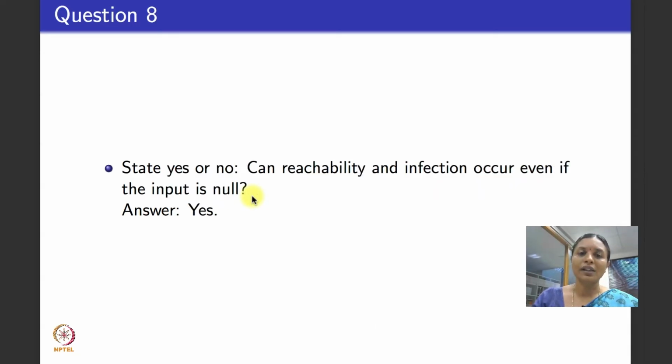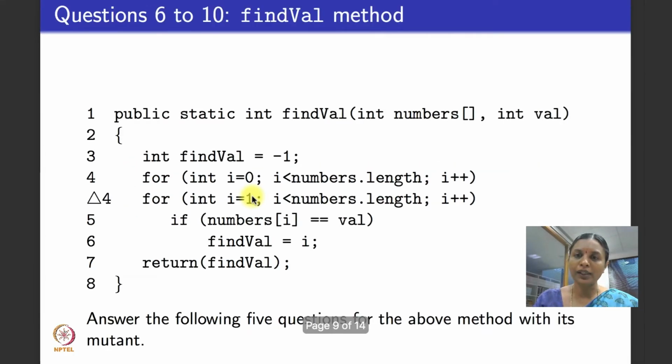Question number 8 is a simple yes or no question. It says, can reachability and infection occur even if the input is null? Please remember, what are the inputs to the method? The inputs to the method are the array of integer numbers called numbers, and a value to be found in the array. So if this is 0, definitely reachability will occur, because this line number 3 will get executed anyway, and the line number 4 will be occurring.